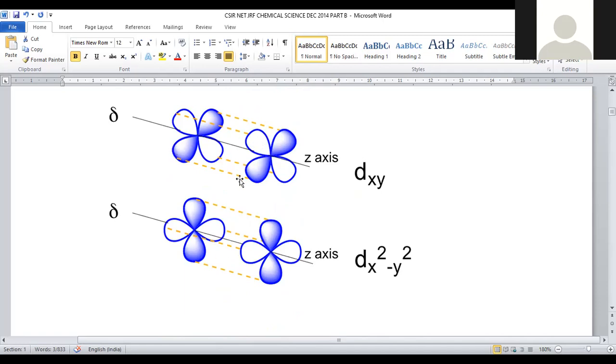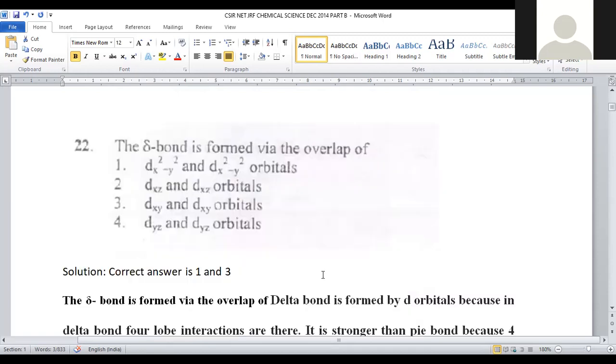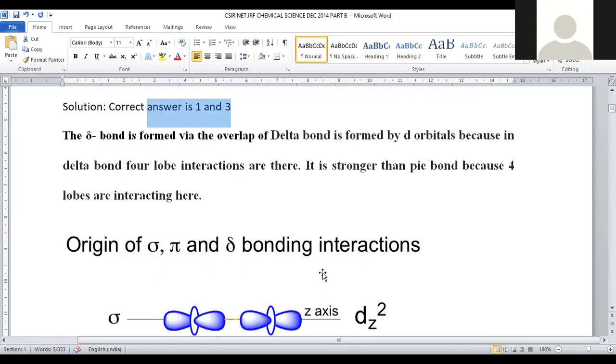The condition for delta bond formation is that, being a double dumbbell, a d orbital has double dumbbell lobes. So two lobes of one d orbital and two lobes of another d orbital participate in the bond formation in the sideways manner, and a delta bond will be originated. The orbitals responsible for delta bond formation could be dxy and dx square minus y square. These two are available. So here, the first option and even the third option both are correct. So we can say options 1 and 3 are the correct answer for question number 22.